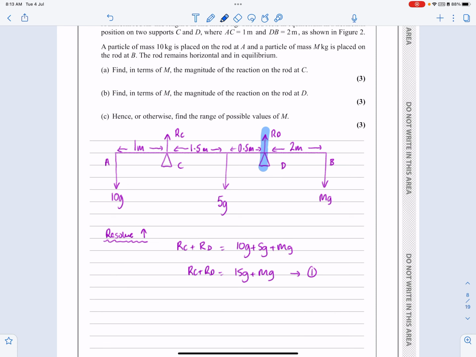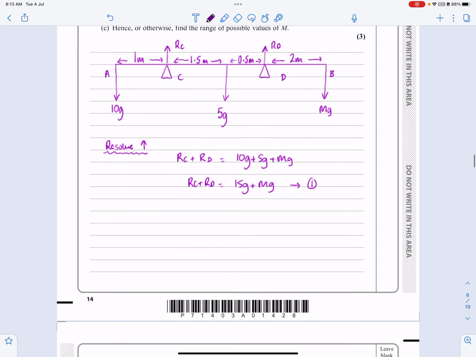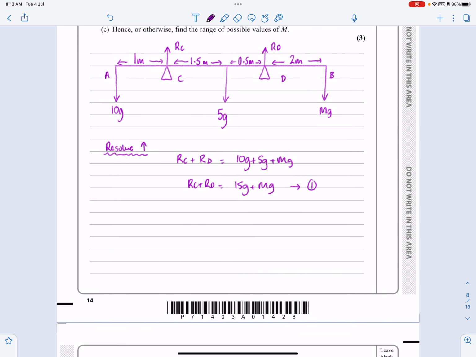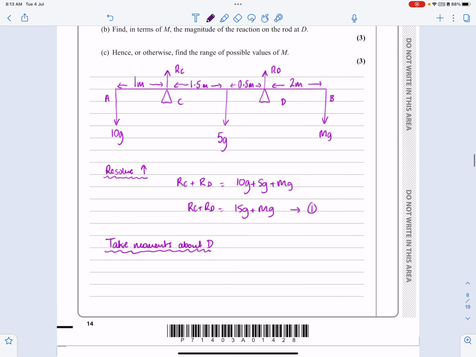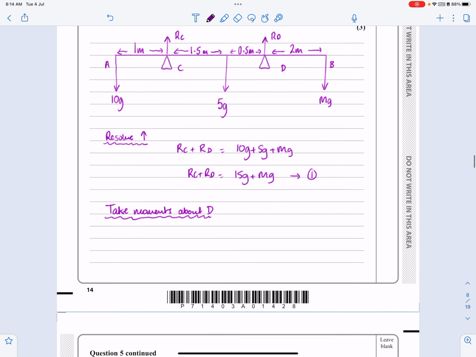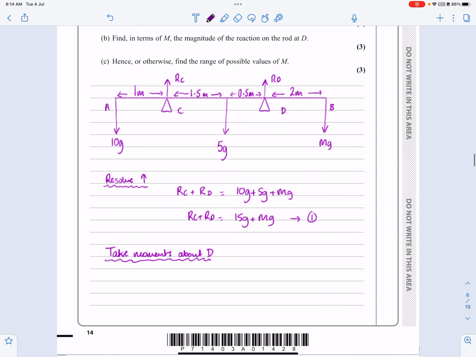So the RD will disappear if I decide, so this is what I'm going to decide to do, to take moments about D. I could just as easily have taken moments about C. Take moments about D because I want the RD to disappear. I could have, as I said, taken moments about C if I was trying to work out what RD is. Right, so when we're doing this, taking moments about D, this is the whole point about this diagram now.